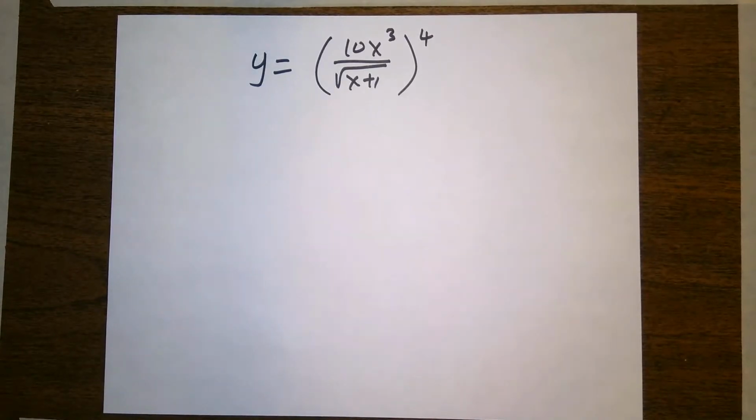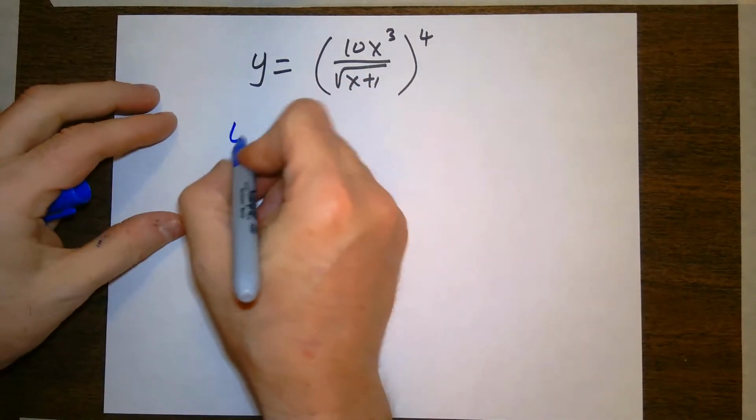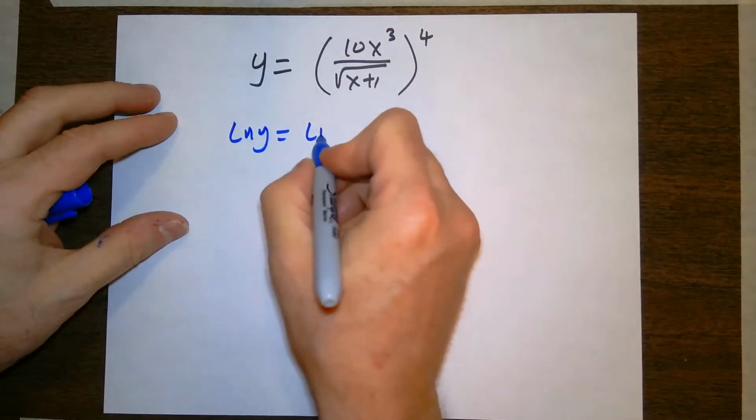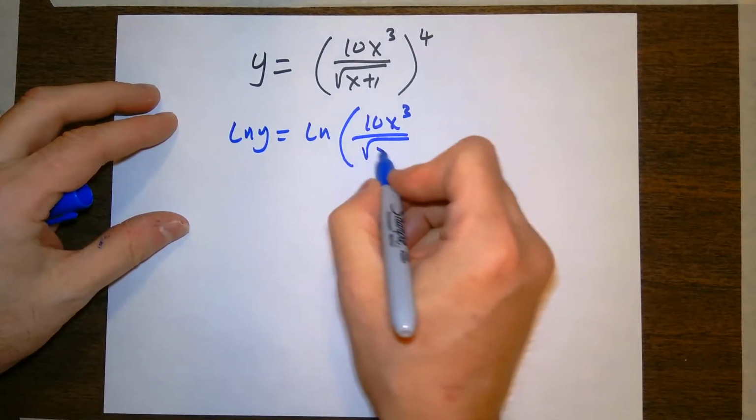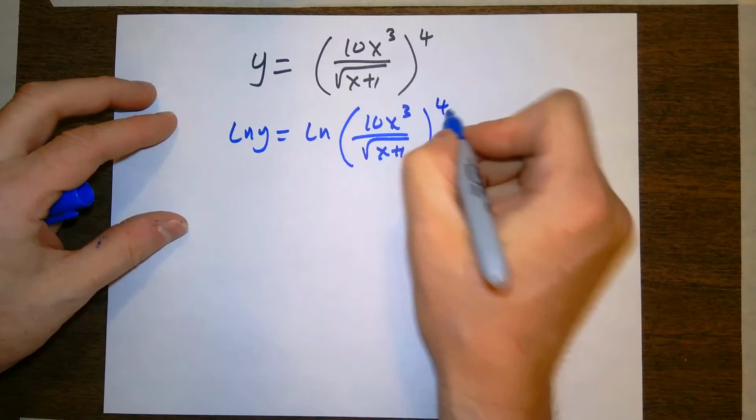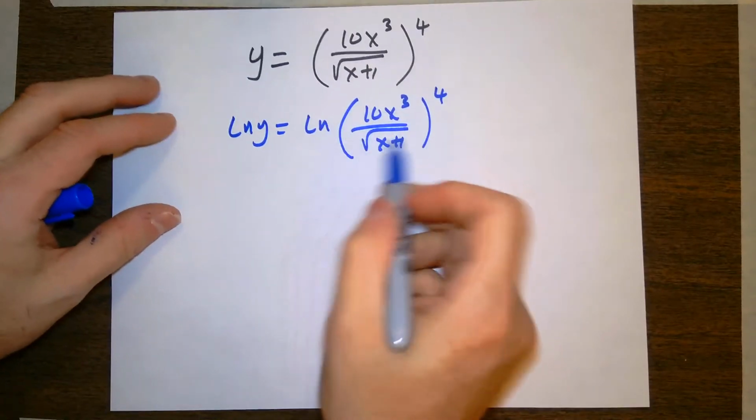So in logarithmic differentiation, the first thing I'm going to do is take the natural log of both sides. And I get the natural log of y equals the natural log of 10x to the third over the square root of x plus 1 to the fourth. And now I'm going to use the properties of logarithms.